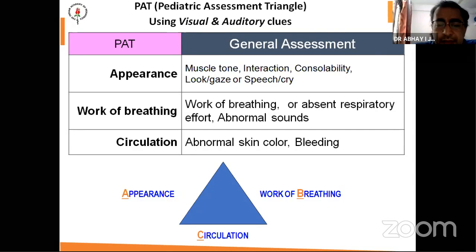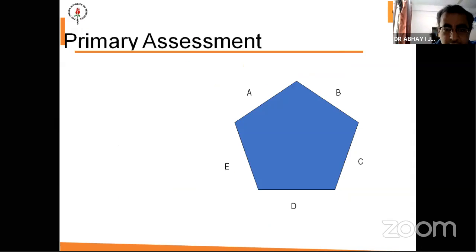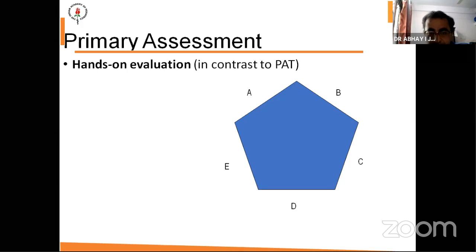And circulatory, definitely color of the skin, whether he is bleeding from somewhere or not, whether the child is pale or whether the child is pink. So appearance, work of breathing, and circulation is the PAT triangle which gives you the initial appearance of the child. Then we go for primary assessment. In primary assessment, here we touch the patient and see, instead of just evaluating on visual inspection, we see the patient by touching the patient and evaluating.